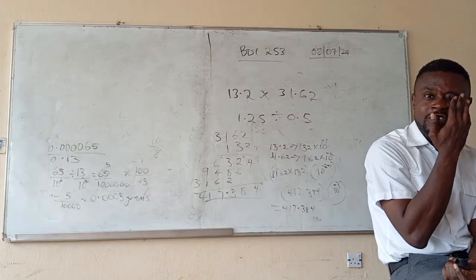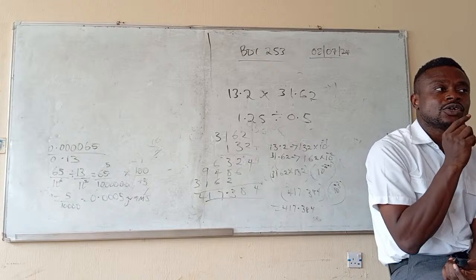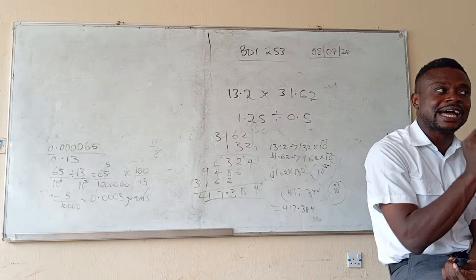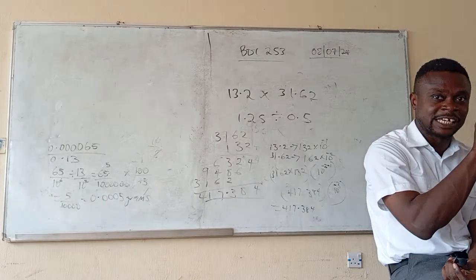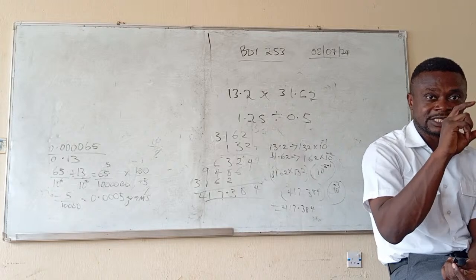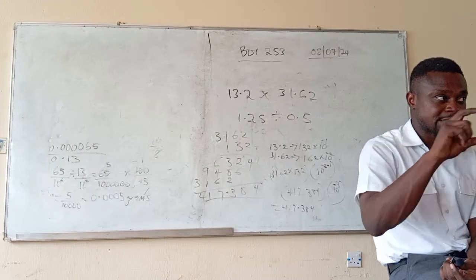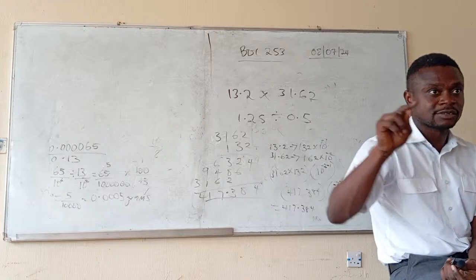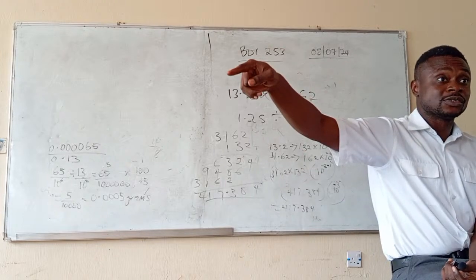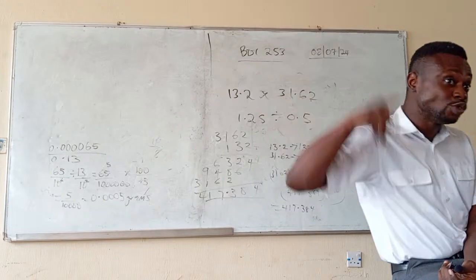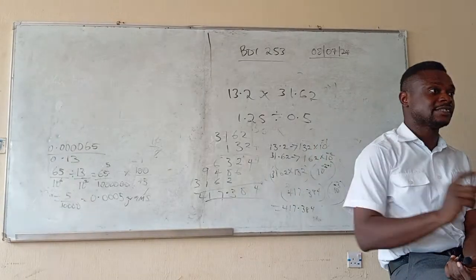If you want to present such an answer, let's say it's a theory question, write the 2,000 in words. Two thousand 0.00065 gram doses will be obtained. That's the answer.